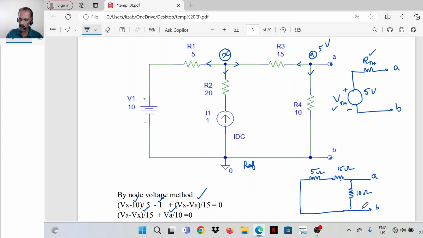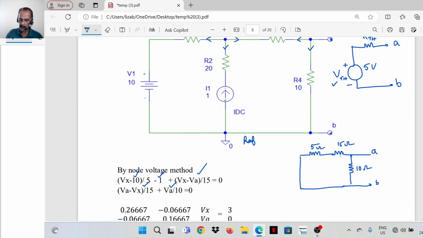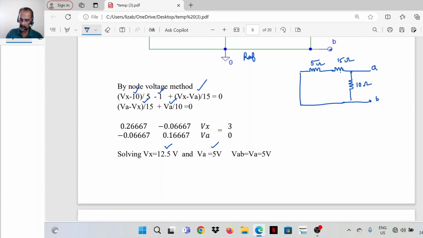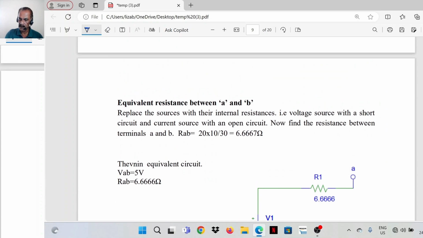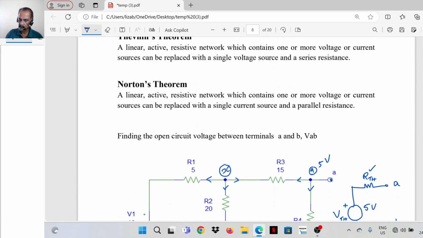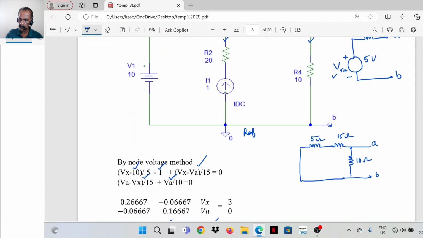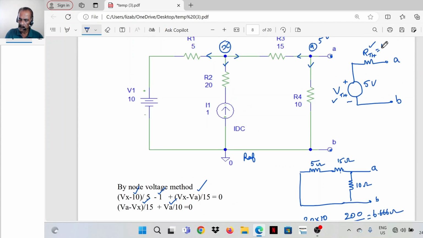So 20 in parallel with 10. 20 into 10, that is 200 divided by 30. That is the equivalent resistance, 6.666 ohm. That is 20 in parallel with 10: 20 into 10 divided by 20 plus 10 is equal to 200 divided by 30, which is 6.6667. So our Thevenin equivalent resistance is 6.666.